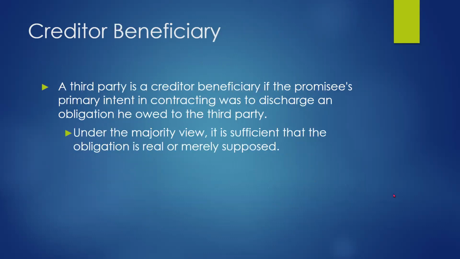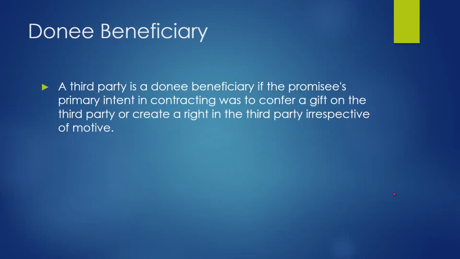Creditor beneficiary. A third party is a creditor beneficiary if the promisee's primary intent in contracting was to discharge an obligation he owed to a third party. Under the majority view, it is sufficient that the obligation is real or merely supposed. Donee beneficiary. A third party is a donee beneficiary if the promisee's primary intent in contracting was to confer a gift on the third party or create a right in the third party, irrespective of motive.